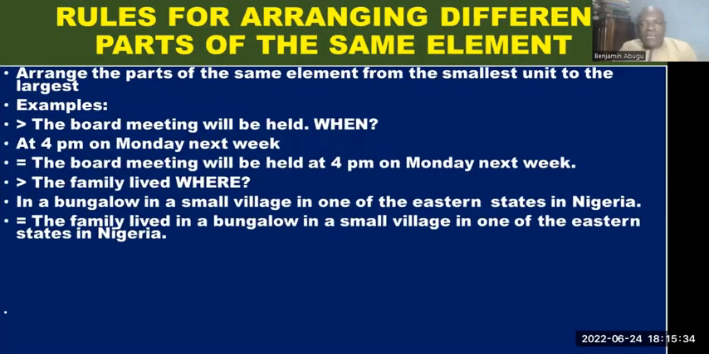Now, let's look at the rules for arranging different parts of the same element. For instance, when we have different parts of the same element, then we start from the smallest unit and we move to the largest unit. Now, let's begin with when. When you are talking about adverbs of time, for example: the board meeting will be held when.